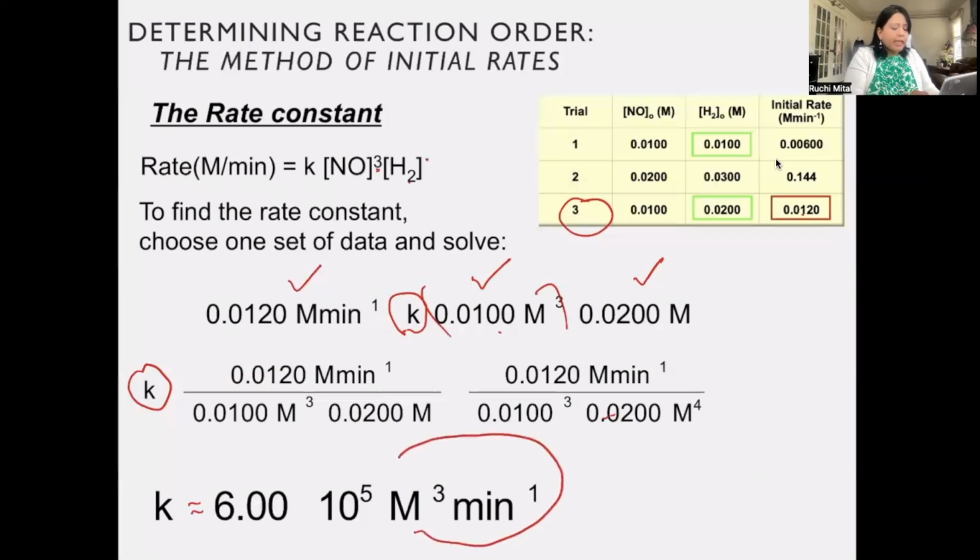And we will watch out for the units. The unit of K is always going to be different depending upon what the overall order of the reaction is. I'm going to talk about that in the slide. So it is very important that you use the correct unit for the rate constant K.